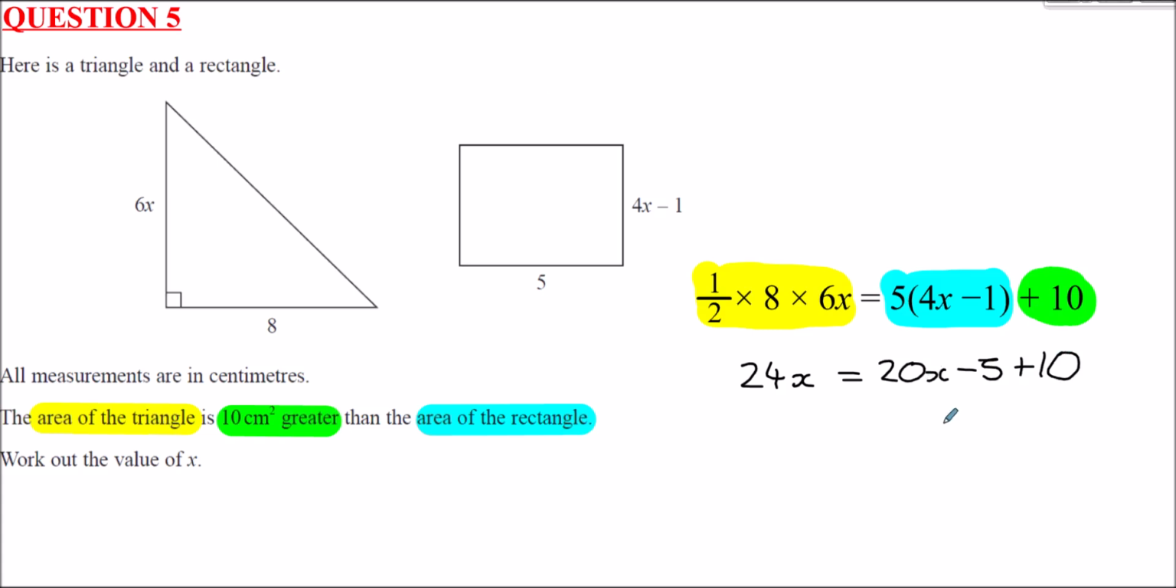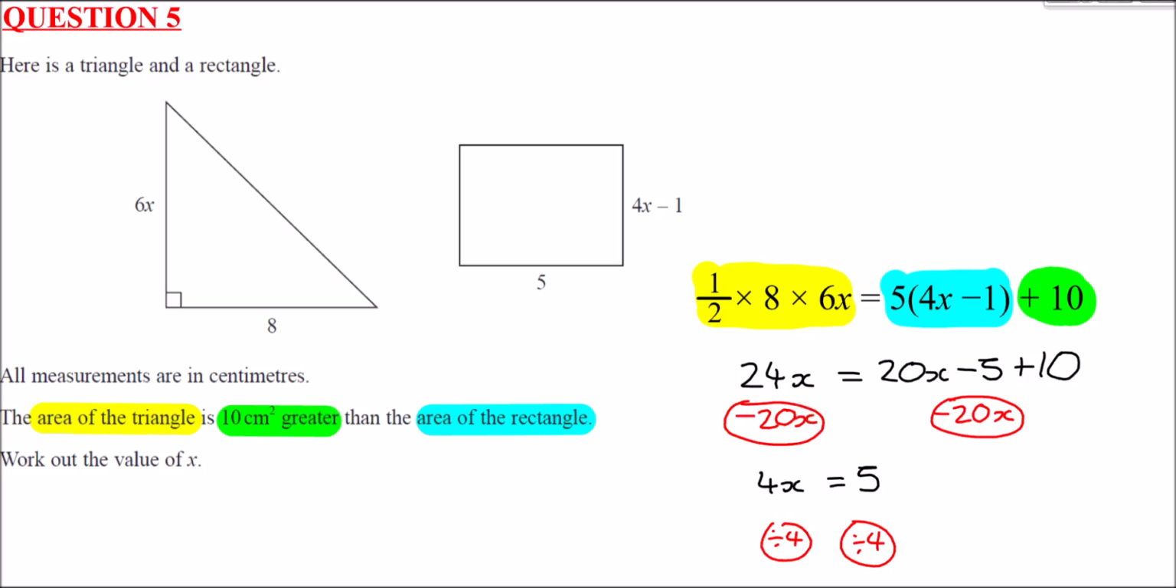If I now take 20x from both sides, to get all the x's together on one side of the equation, 24x minus 20x leaves me with 4x. No x's will remain over here, but I will have minus 5 plus 10, which overall is 5. Then if I now divide by 4 on both sides, I can now see that therefore x must be 5/4 or equal to 1.25, as so.